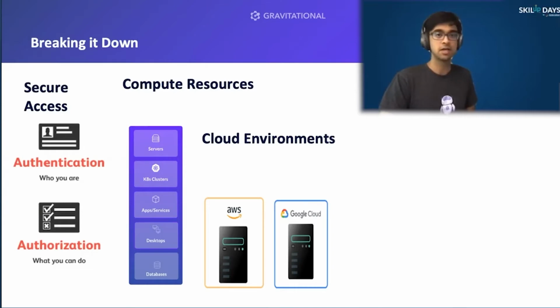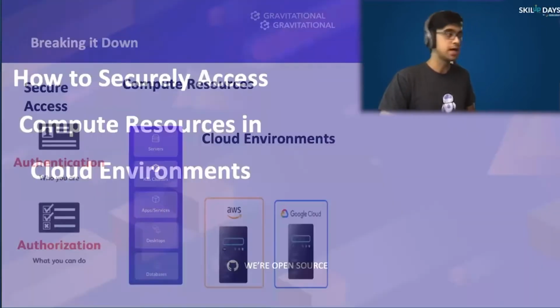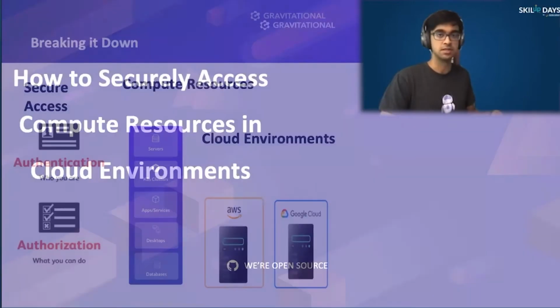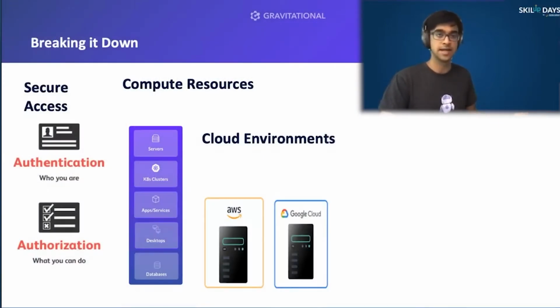And then finally, cloud environments, which seems like the most self-explanatory, right? We're talking about hybrid, multi-cloud, VPCs. But more broadly, I'm talking about any sort of elastic environment that is focused on providing high availability and has resilient architecture. So another way to say how to securely access compute resources in cloud environments is how to authenticate and authorize access to elastic infrastructure.